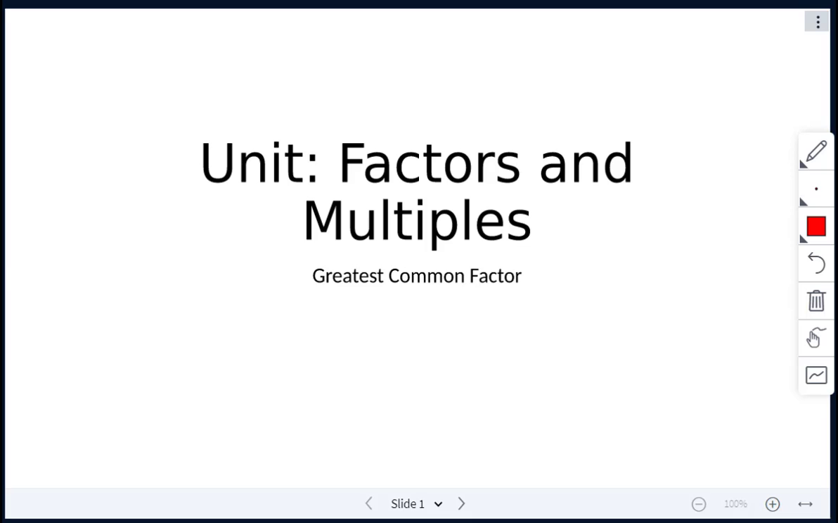All right, today's lesson in our unit on factors and multiples, we're looking at finding the greatest common factor. But before we do so, let's do a quick review of prime factorization using the factor tree method and the repeated division method. So let's say we are trying to prime factorize the number 36.